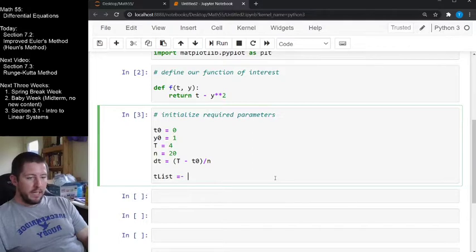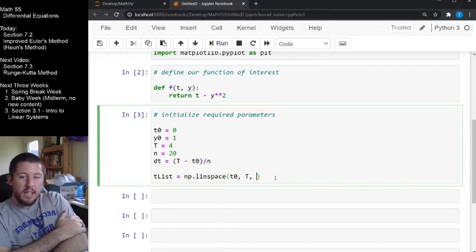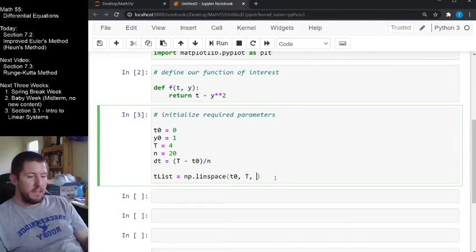So I'm going to make my T list. I'm going to say, hey NumPy, can you make a linearly spaced list, np.linspace? I want this list to start at my starting time and end at my ending time. And remember the fence post problem: since I want 20 subdivisions, I actually need 21 posts to make 20 pieces of fence. That's where I'm using n plus one. That plus one is a tricky plus one.